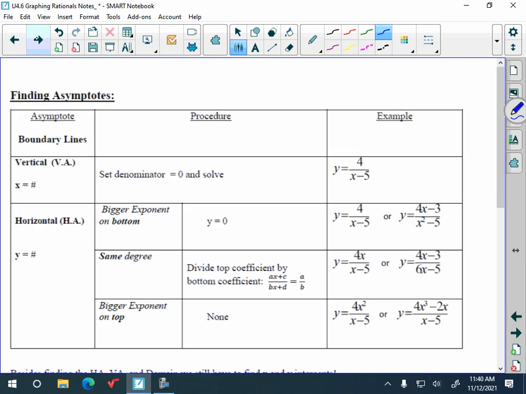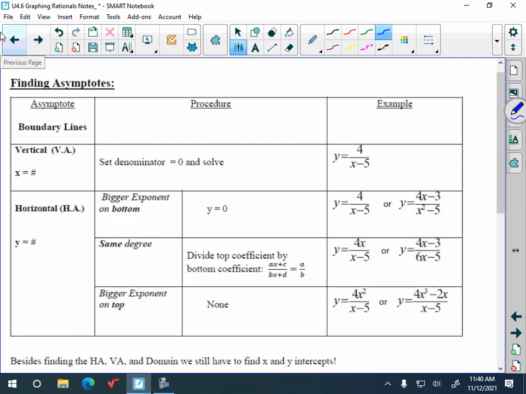All right, so in this chart, this is how we find any vertical asymptote and horizontal asymptote. So this is just so when you're doing problems, you can just refer back to this real quick and remind yourself how to do it. All right, so our asymptotes.